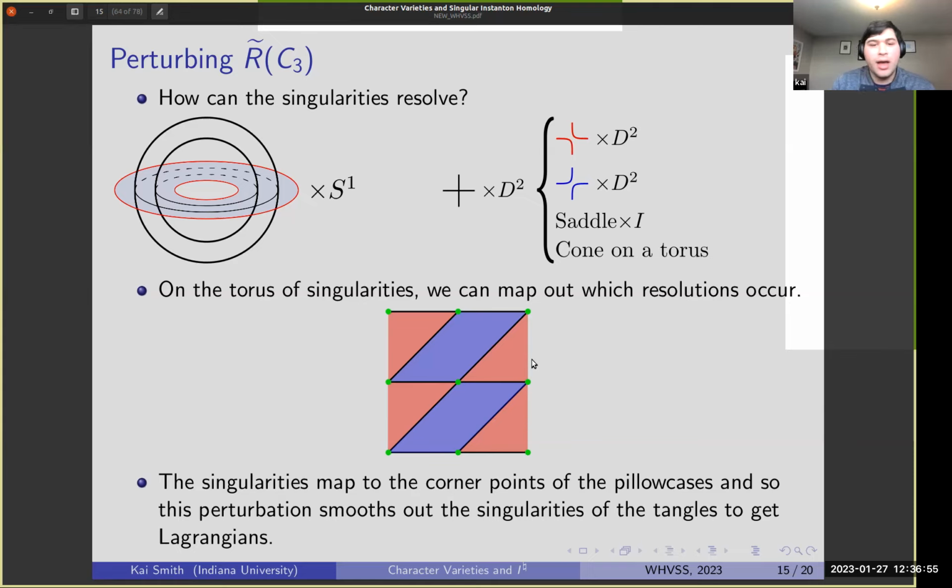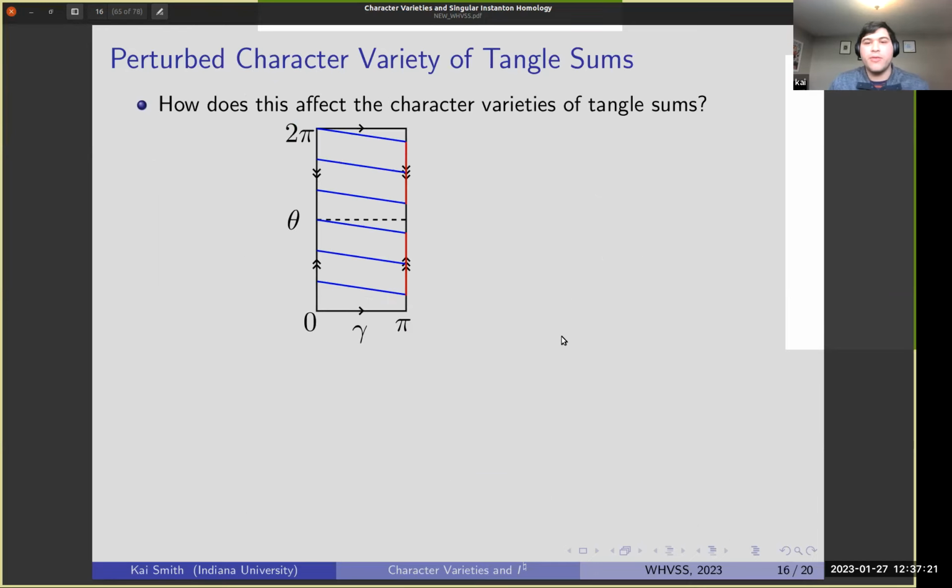And then, one way to think about this smooth character variety is, if this is meaningful to you, you can think of it as a Lagrangian cobordism from the product of 2 pillowcases down to 1 pillowcase. So now we know how this character variety perturbs. Let's see what effect this has on what we're really interested in, which are these character varieties of tangle sums.